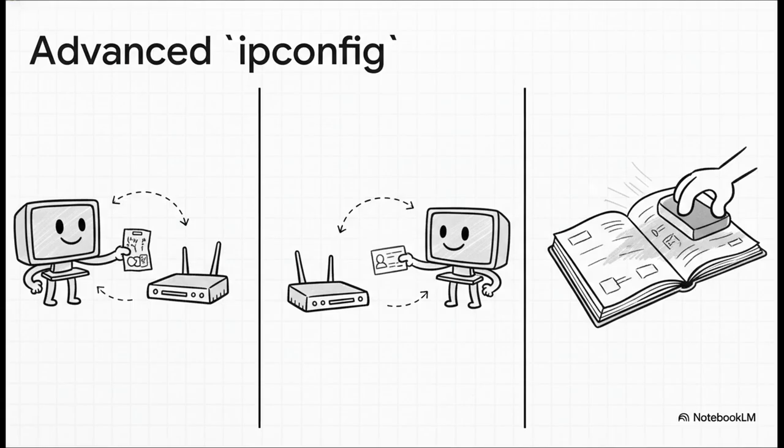Now, sometimes your computer's ID card might have some old or just plain bad information on it. Using /release and then /renew is kind of like asking your router for a brand new, fresh address. And /flushdns? That command clears out your computer's memory of website addresses. You see, sometimes it hangs on to old info, and flushing it can instantly fix those weird issues where just one specific website won't load.